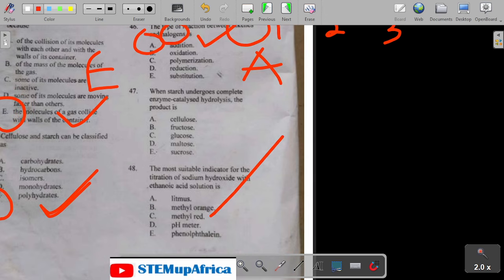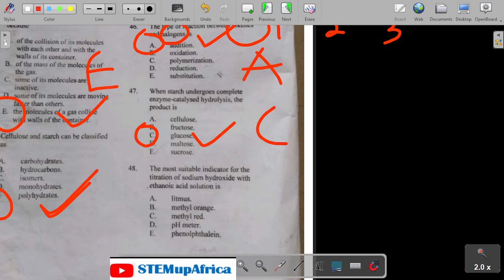Number 47. Say which starch undergoes complete enzyme-catalyzed hydrolysis. The product is, when you hydrolyze starch, what you have is glucose. Answer is C.